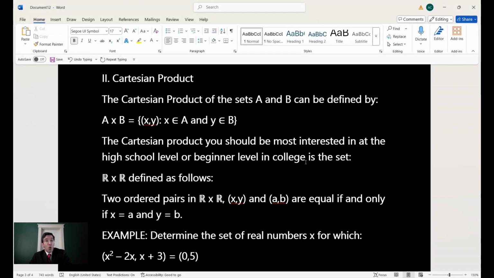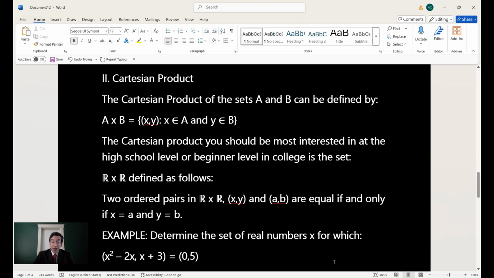And we say that two ordered pairs, (x, y) and (a, b), are equal if and only if, which is really, if ever you see if and only if, it's really two rules: x equals a and y is equal to b.